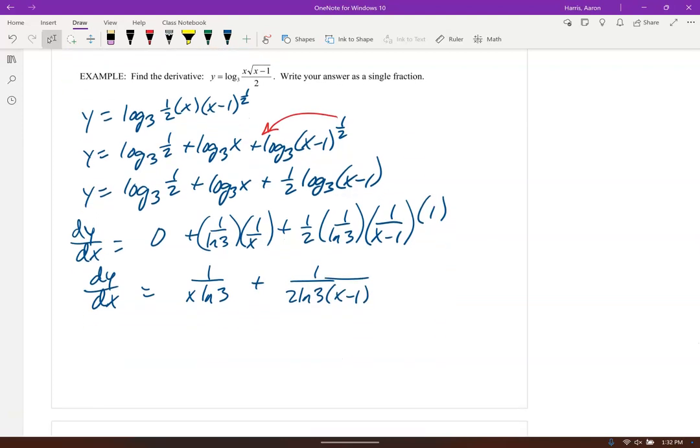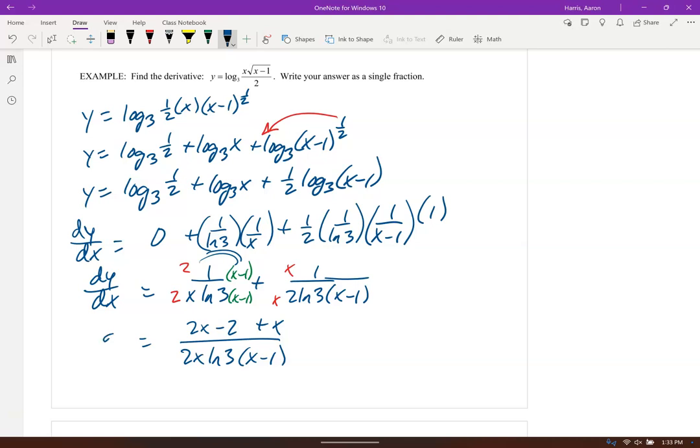And let's say we want to get a common denominator here. They both have an ln of 3. The one on the left has an x. I need to give this one an x. So now they have an x and an x ln of 3. This one needs a 2. Now they both have 2x ln of 3. And the one on the right has an x minus 1. So I better give this one an x minus 1. And then I'm going to go ahead and distribute that too. I got 2x minus 2 plus x over 2x ln of 3 times x minus 1, our common denominator.